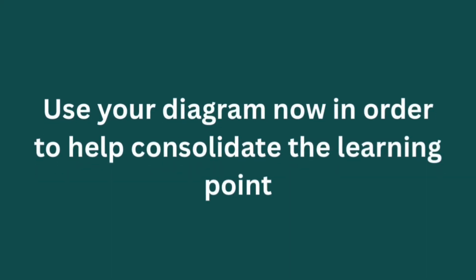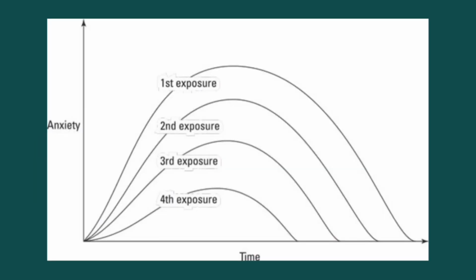Use your diagram now in order to help consolidate the learning point. This graph shows how anxiety naturally rises when you first face a feared situation, then gradually falls if you stay in the situation without avoiding it. Each curve represents a repeated exposure, the first, second, third, and fourth attempts. Over time, the peaks become lower and the anxiety reduces more quickly. This visually demonstrates how graded exposure leads to habituation and helps the brain relearn that the situation is not dangerous. It's a clear way of showing patients and examiners exactly why this therapy works.